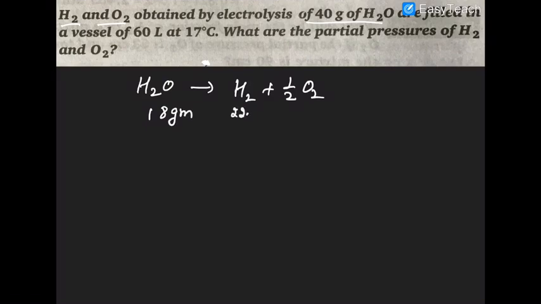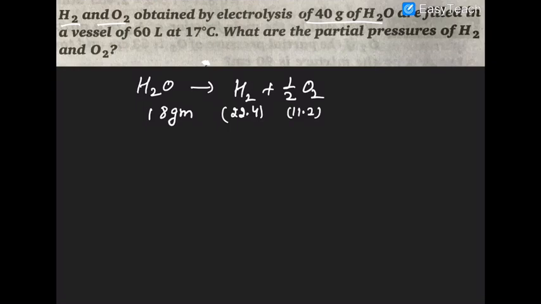Now if you look at this question, it is given that H2 and O2 are obtained from the water. So if you look at it very closely, H2O is equal to H2 plus half O2. It means that 18 gram of water on complete electrolysis will give you 22.4 liter of H2 and 11.2 liter of oxygen.